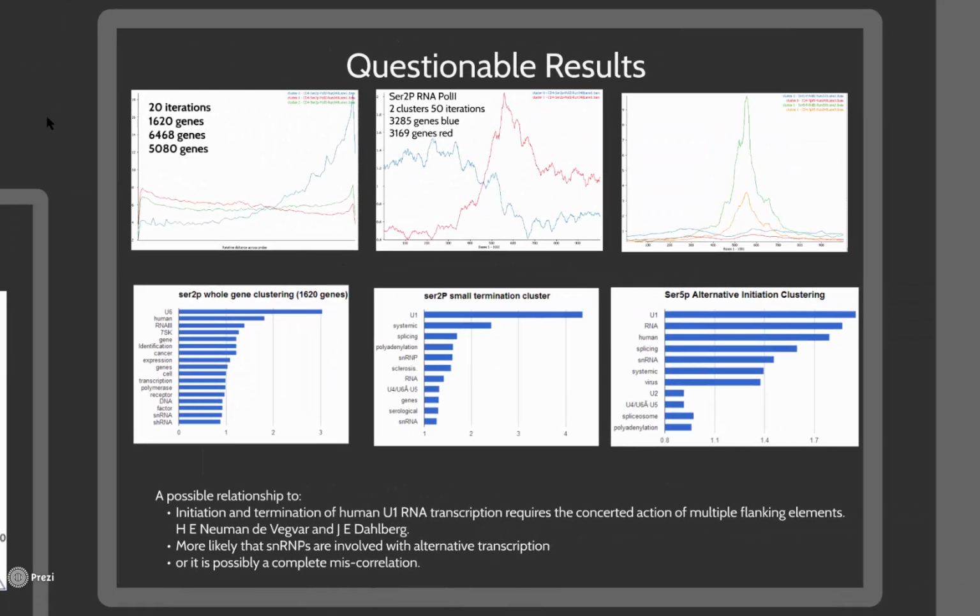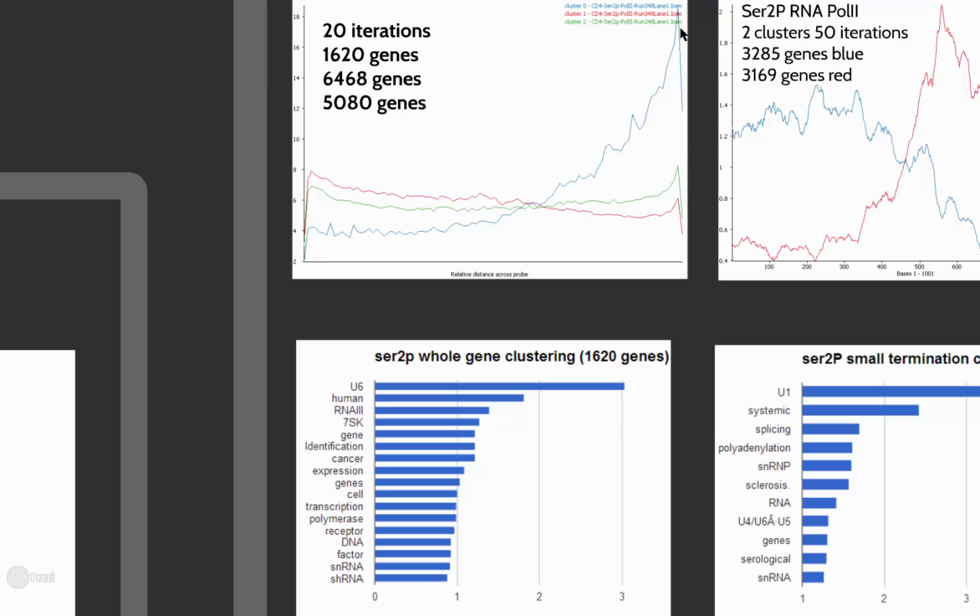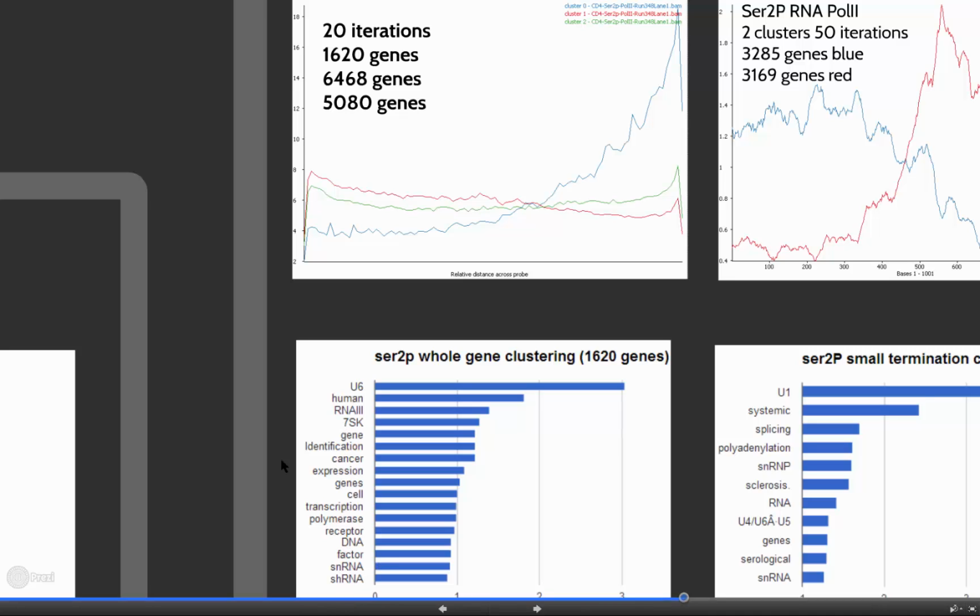So when I actually ran this on our alternatively regulated clusters, I got some questionable results. First of all, if we look at our serine-2, where we had this cluster that kind of got very high near the transcriptional termination site, we see that we get a small nuclear RNA, snRNA, and we see RNA polymerase 3, which we would expect to be involved with U6, but then we see a bunch of words that maybe aren't involved. We know snRNA is going to be involved with U6.